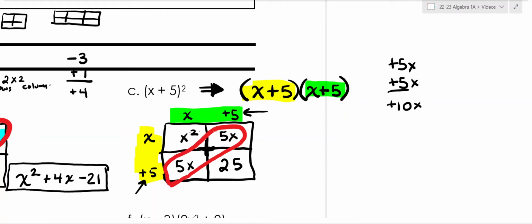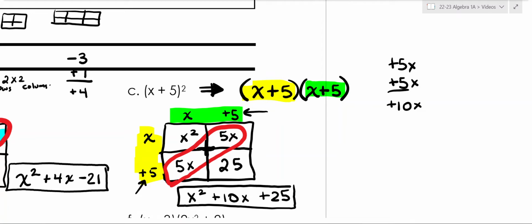All right, so now we just collect the terms. So the answer is going to be x squared plus 10x plus 25. If you don't know where the 10x came from, just go ahead and rewind a little bit, 1 or 2 minutes, and you'll see the explanation again, okay?